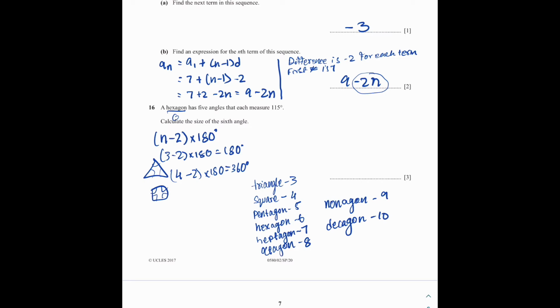Anyways, for this case, it's a hexagon, meaning it's 6. So 6 minus 2 times 180, that's 4 times 180, that's 360 times 2, which is just 720 degrees. And to get your answer, it'll be 6 angles, so 115 times 4, plus 5. Evaluating this would just give you 145 degrees, so 145 degrees. Cool.